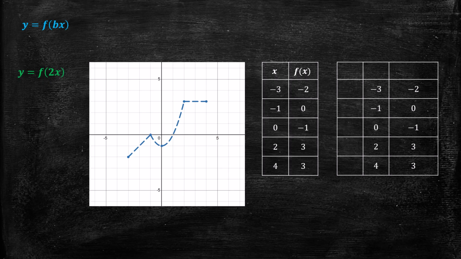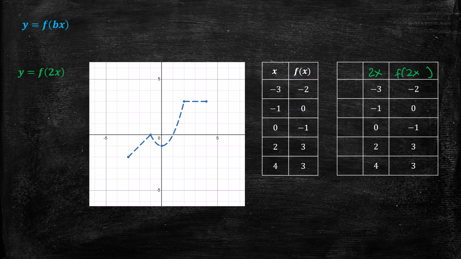And I want you to think about this. So instead of writing f of x here, I'm just going to put input, so whenever the input is any of these values, then we know that f evaluated at that input gives the other values. So if -3 is the input, f of -3 is -2. And now we want our input to be 2x. So that means that this input column has to correspond to 2x.